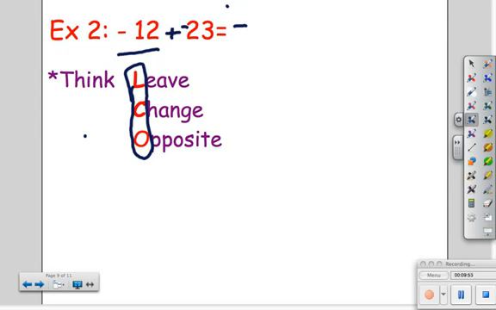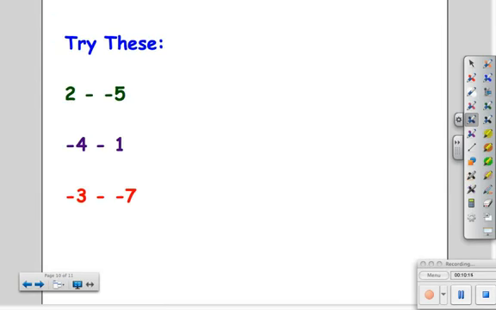I've got the same sign, so I'm going to add them together. Same sign sum. 23 and 12 is going to give me 35. Since both signs are the same, it's negative. If you're thinking of money, you owe $12, you owe $23. Altogether, you owe $35.